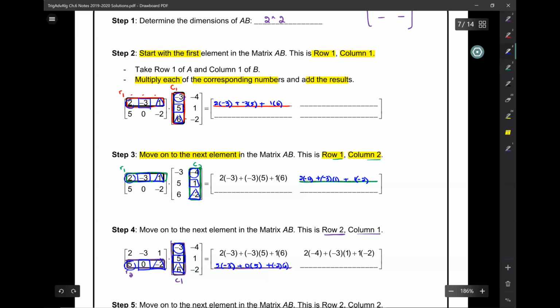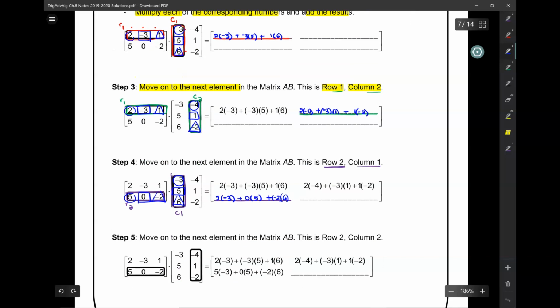Okay, you're probably asking, wait, are we always going to add them? Yes, you're always going to add them. Why? We really don't care. Does it matter? It doesn't matter. Okay. Last but not least, this last space. What position is this? This is row 2, column 2. So I need to take row 2, column 2.